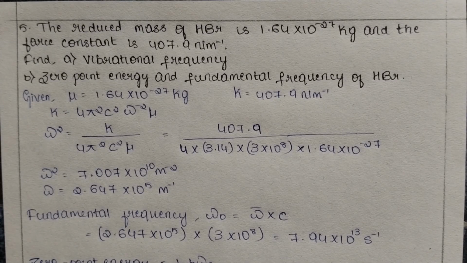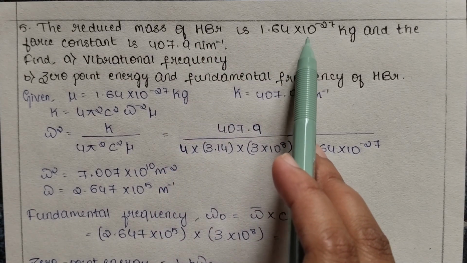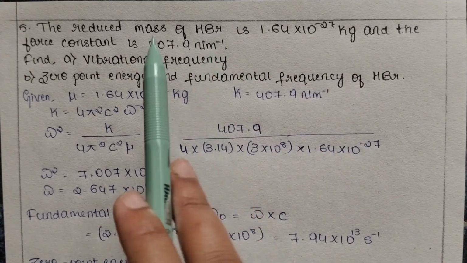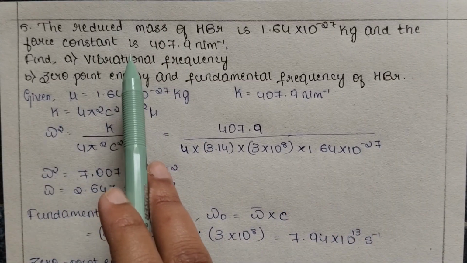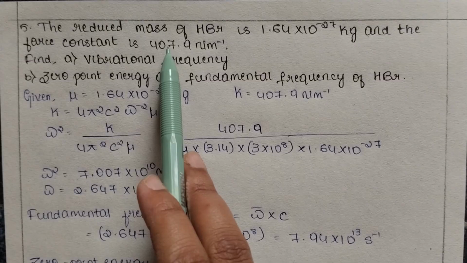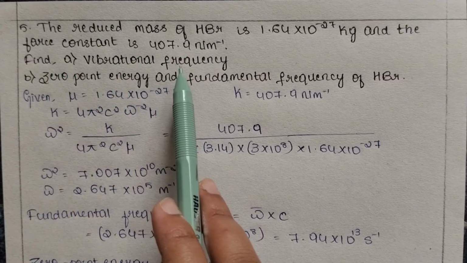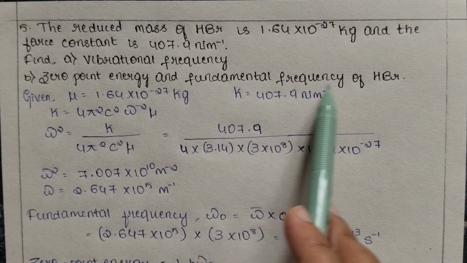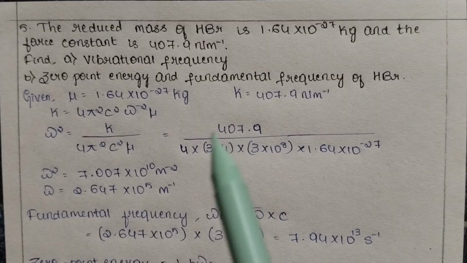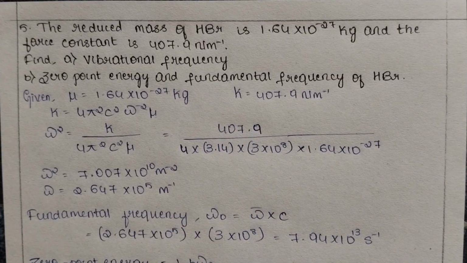Now let's see question number 5, that is the reduced mass of HBr is 1.64 × 10^-27 kg. Here they have already mentioned the reduced mass, that is mu, and the force constant K is equal to 407.9 Newton per meter. And we need to find out two values, that is the vibrational frequency, which is omega, and the zero point energy and fundamental frequency of HBr. The zero point energy which we need to calculate, and the fundamental frequency of HBr, which is omega naught.